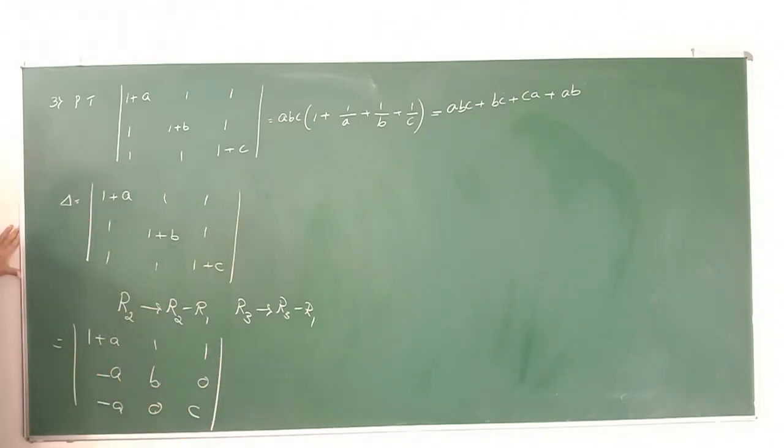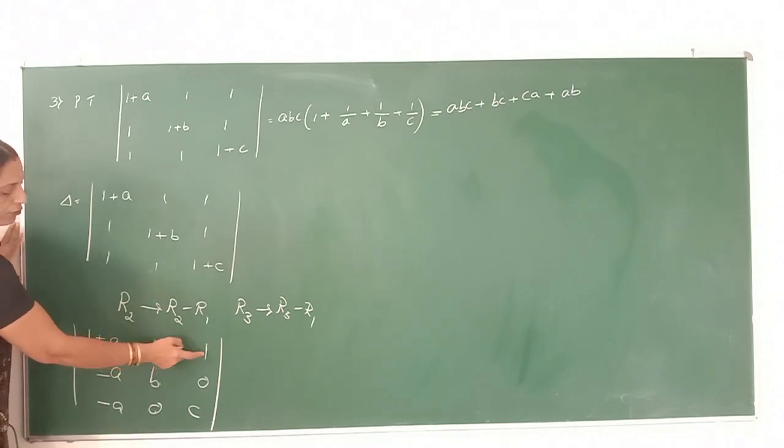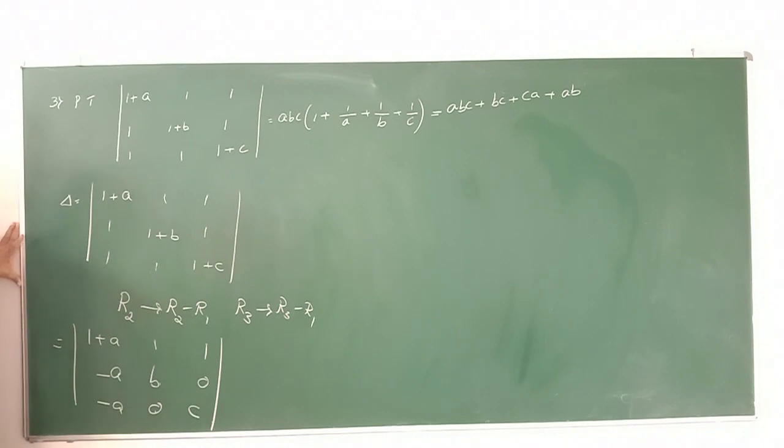Now, these two elements will be 0. Again, it is also possible to get 0 after subtraction of C3 minus C2.